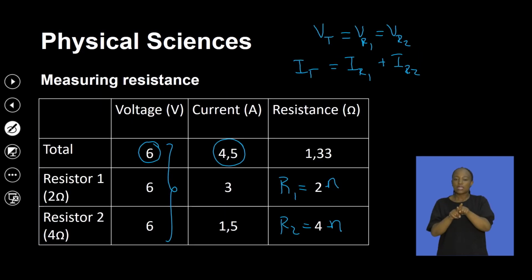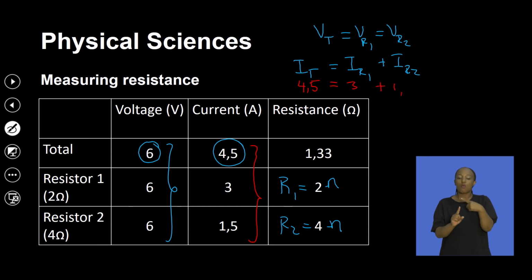Now, if we also look at the middle column, which is about the current, our total, which is 4.5 amperes, is equal to the 3 amperes plus the 1.5. And take note, R1 is less than R2, okay? Because R1 is less than R2, or R1 is equal to half R2. This is another fact, okay?